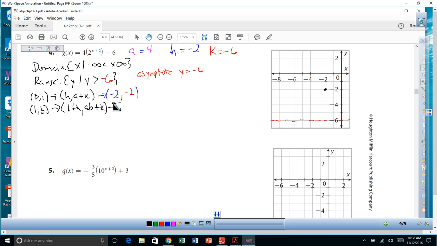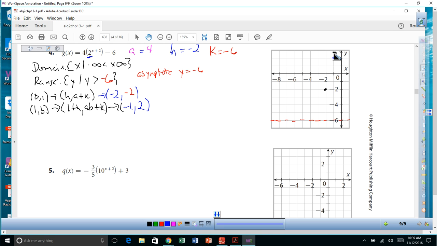All right. So 1 plus h, that's going to be 1 plus -2. That's going to give you -1. And then a times b, a is 4, b is 2 right here. Remember, this is your b. So 4 times 2, that's going to be 8 plus k. 8 plus -6, that's going to give you +2. So we're going to have a point -1, 2. And that's going to be right there.